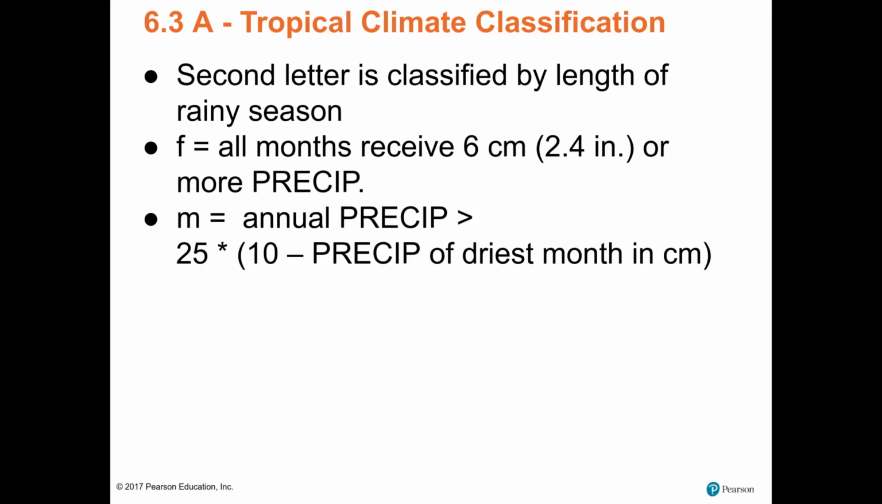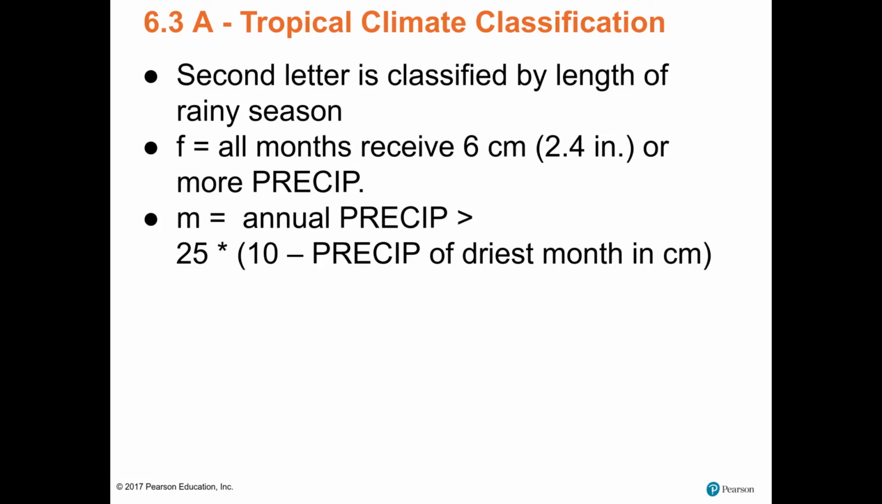The next thing you have to check, is it a monsoon climate? And the way you check to see is it a monsoon climate is by comparing the annual precipitation to 25 times 10 minus the precip of the driest month in centimeters. So for example, if our driest month had 1 centimeter of rainfall, then the equation would be 10 minus 1 would be 9 times 25, which is 18. That's not right.